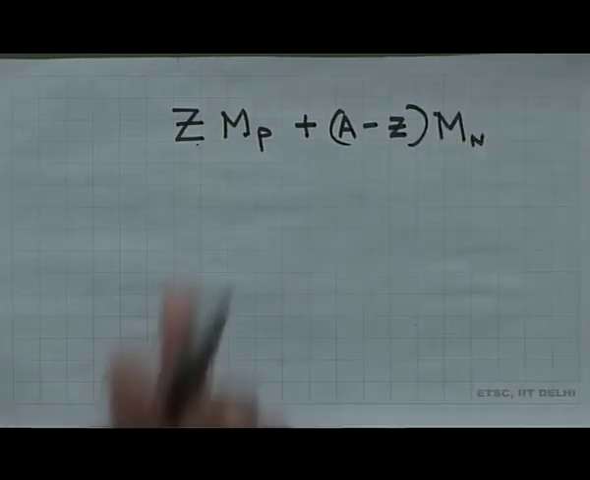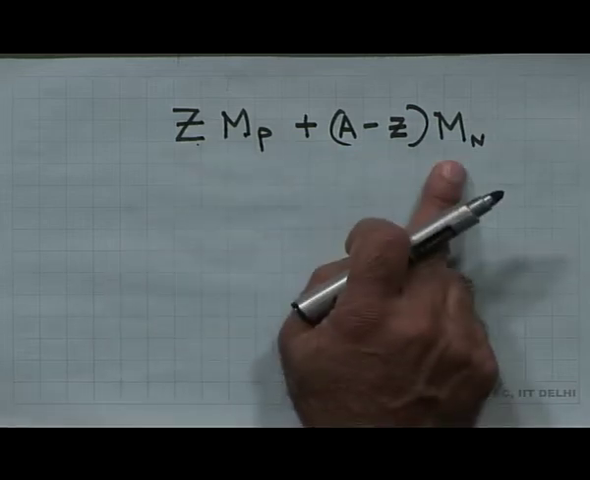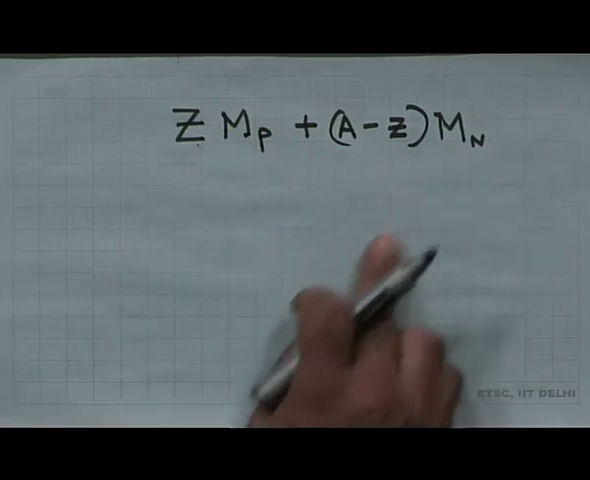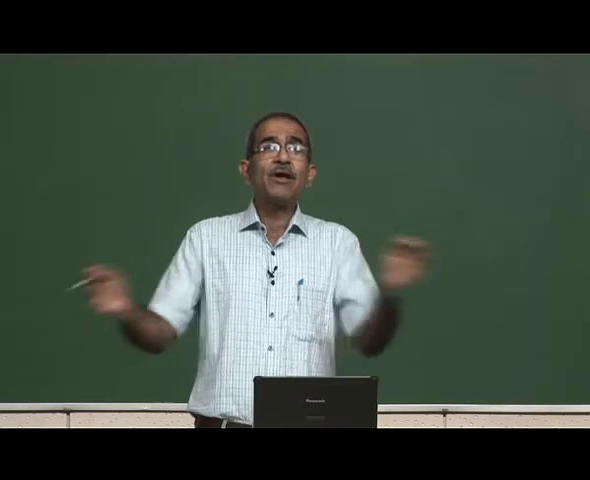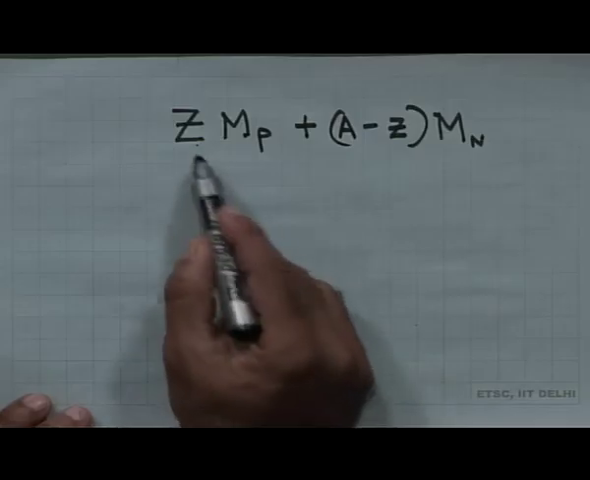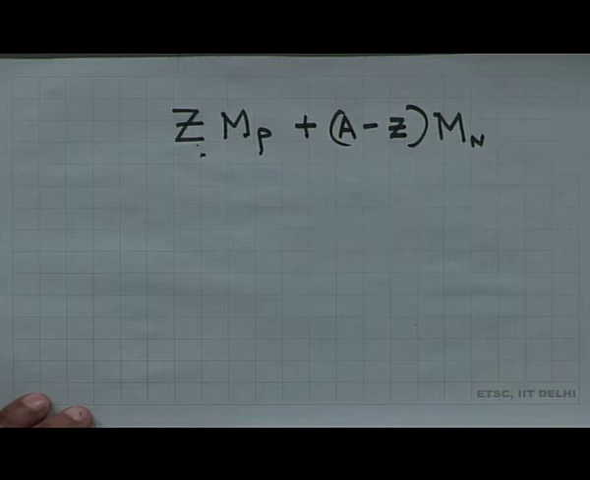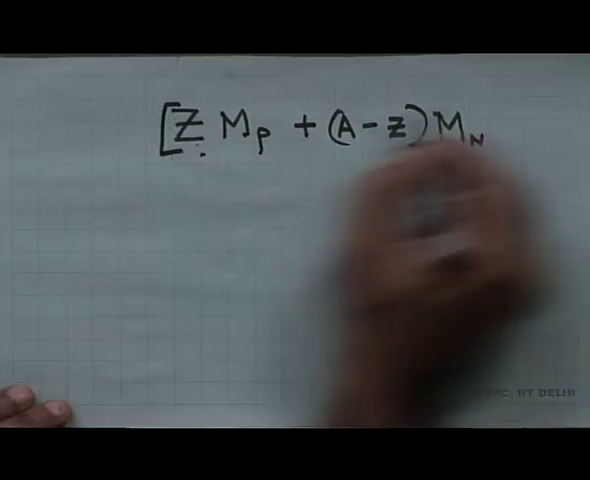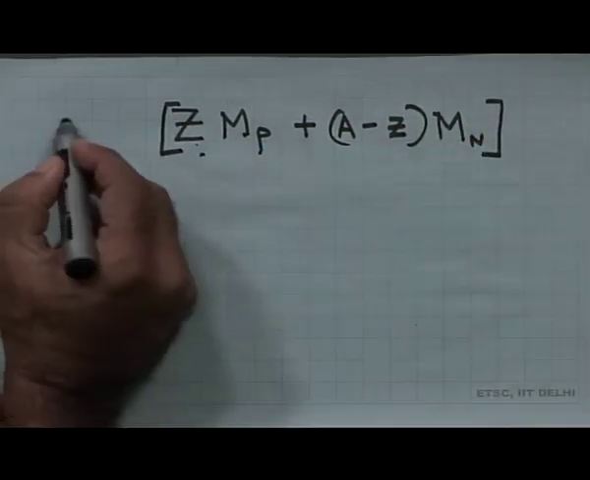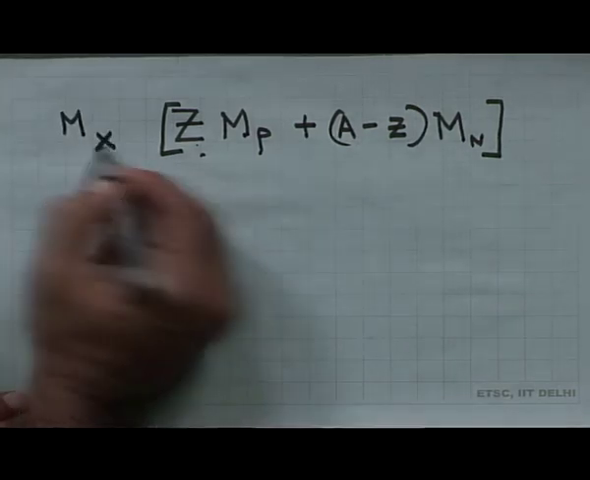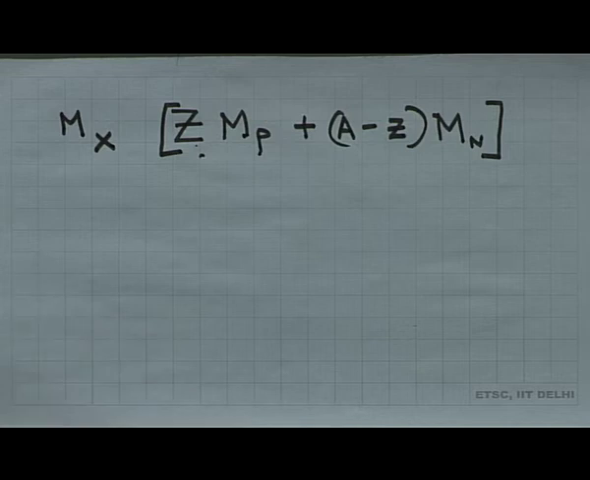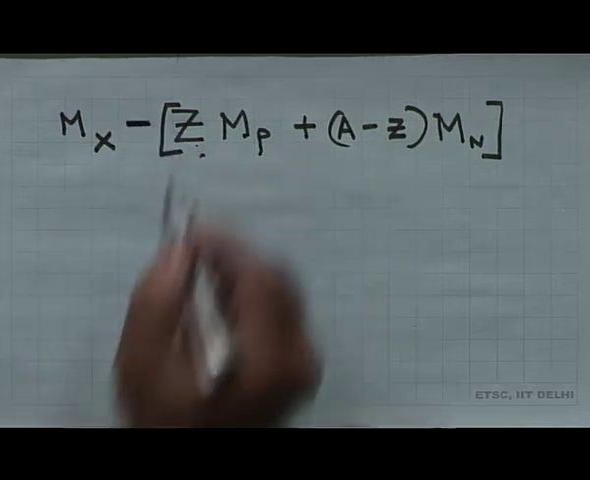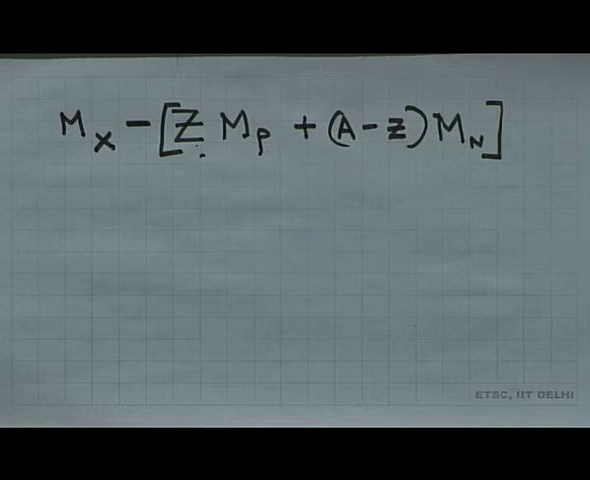If Z number of protons and A minus Z number of neutrons had not come together because of the force of attraction, and if they had not formed a bound state, then if you bring them all together, the total mass will still be given by Zmp plus A minus Zmn. But that is not going to happen. What we do is to look at the mass of X. This X, of course, is labeled by A and Z, which I am not showing, and I look at the mass difference.